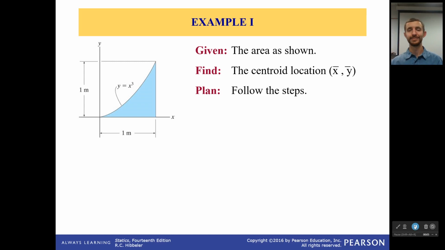Yes, example 1. So what we see here is we have some nice fancy shape. It's got an equation for it, and we want to figure out the centroid location. Their plan is to follow the steps, so I'm going to let you do that.